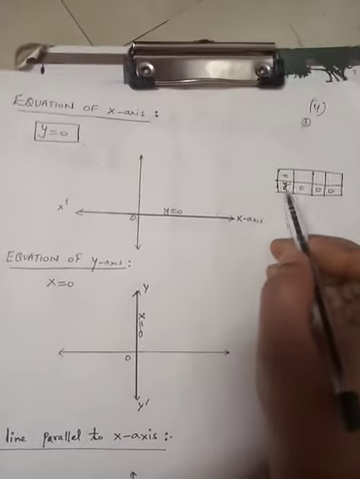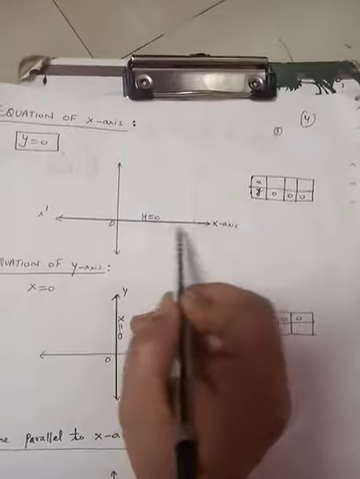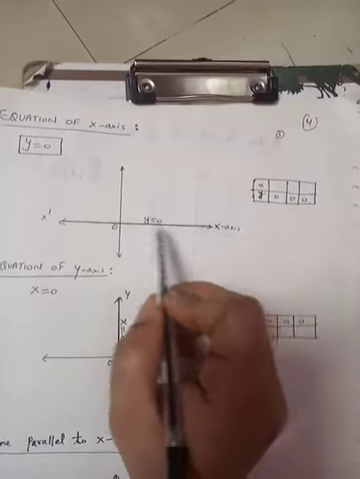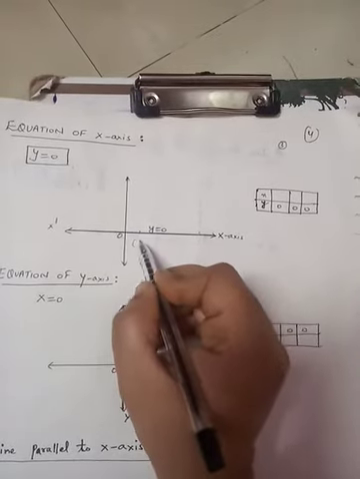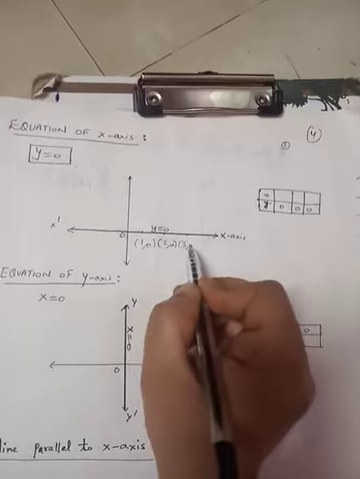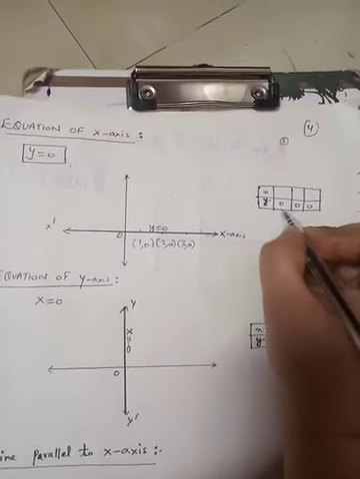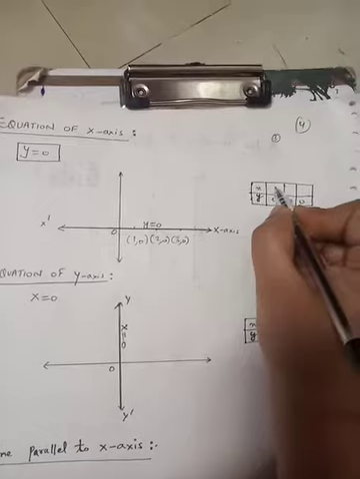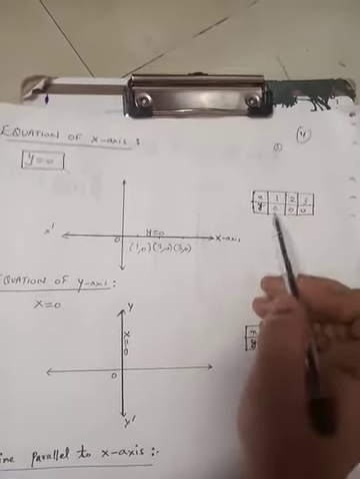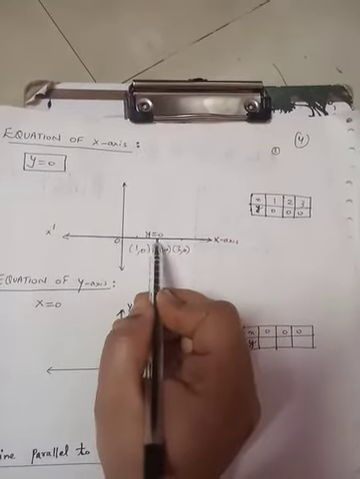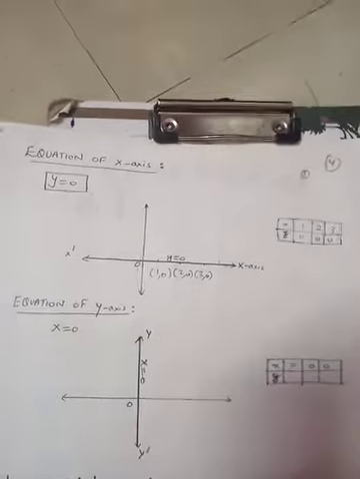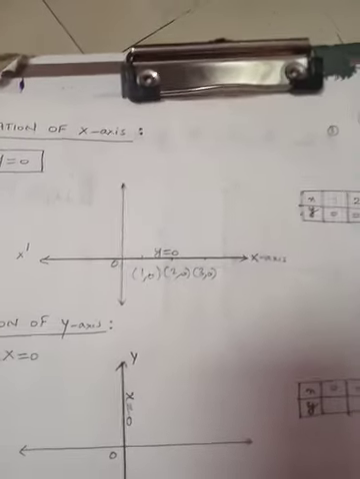Now it means on the x-axis you have observed that every y coordinate is 0. On the x-axis, the y coordinate is 0. It is (1, 0), (2, 0), (3, 0). So we can say the y coordinate is 0 and you can choose any number here: 1, 2, 3. So it becomes (1, 0), (2, 0), (3, 0). So this is the equation of the x-axis, that is y is equal to 0.